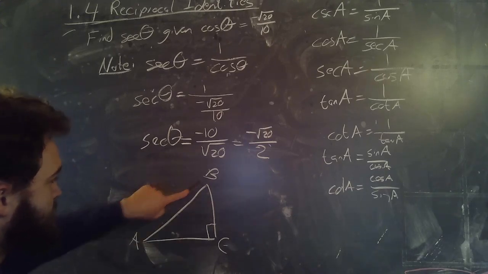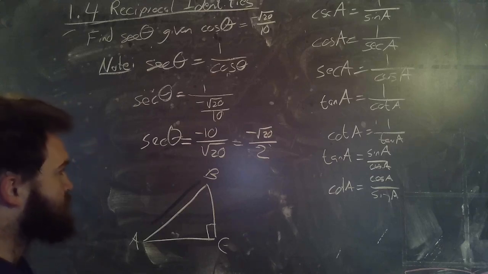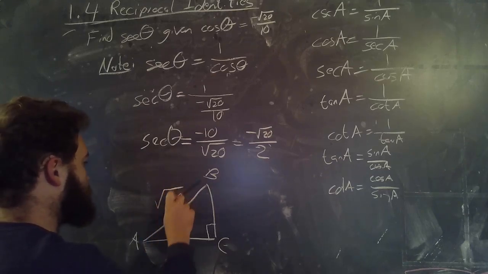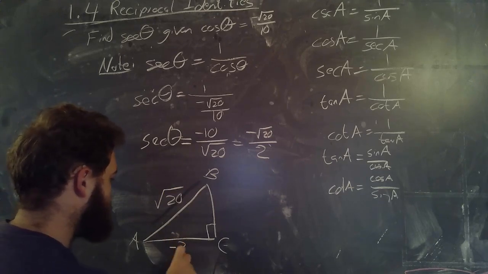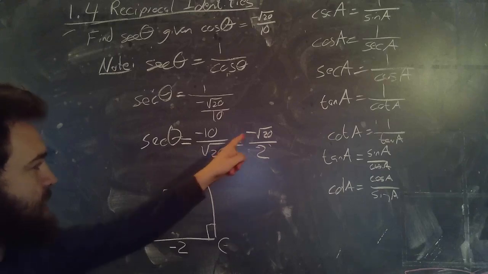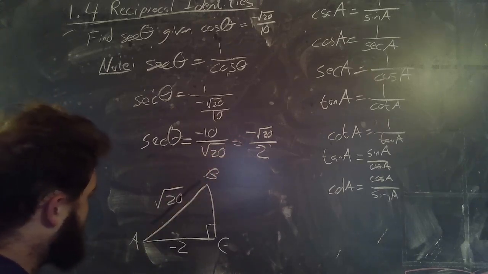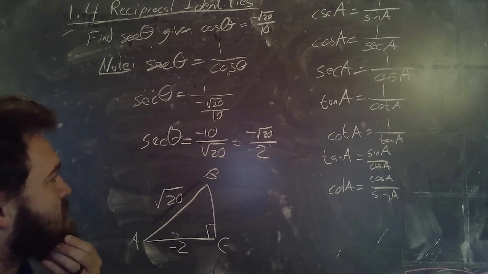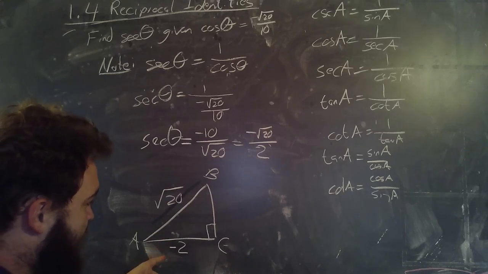Well, C, the hypotenuse side, can never ever be negative. So C has to be positive square root of 20, which means that B has to be negative 2 in order for that to be negative root 20 over 2 when we put that ratio together. Now the problem here is we also have to decide what exactly that means.